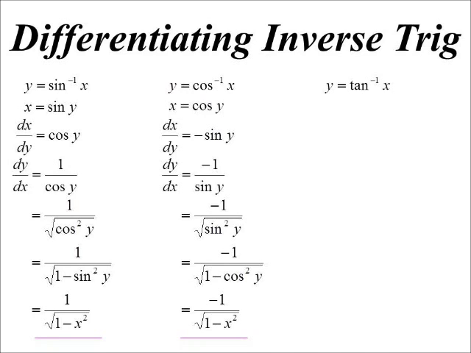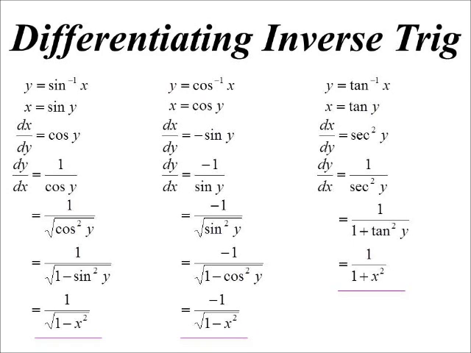How about tan? Well, x equals tan y, differentiate tan, we get sec squared. Turn it upside down. Well, I don't need to do the square root of the square. It's already squared. Sec squared is the same as 1 plus tan squared. And so we get 1 on 1 plus x squared. So they're the three basic ones. But to make it more useful, let's generalize them.